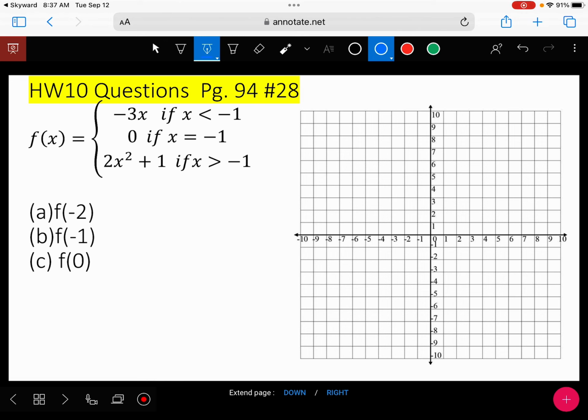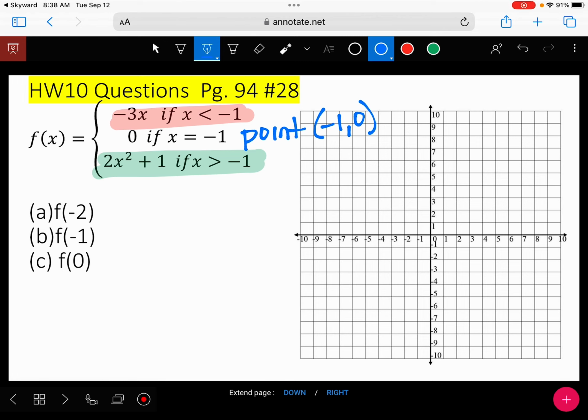So for this question, essentially you have, it looks like three functions, but there's really just two. And I'll explain why. So you have this one here, which is less than negative one, and this one, which is greater than negative one. This middle one is just a point. It's not a graph per se. This is just an ordered pair, or a point. And that point is at negative one, zero. So there is nothing to graph there. We're just plotting a point.